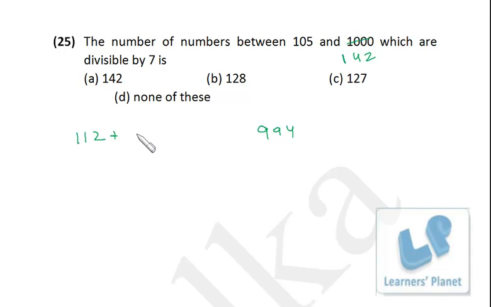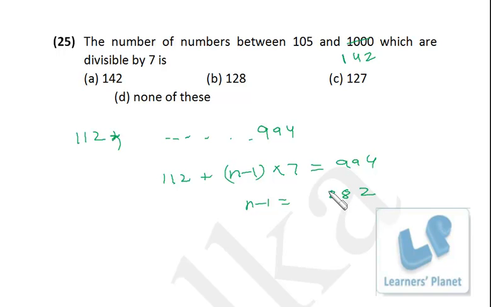Now we have to find out how many numbers are there in this sequence, right? So the first number is 112 plus (n minus 1) into d, where d is 7. The difference between two consecutive multiples of 7 will obviously be 7, and the last term is 994, right? So n minus 1 is equal to (994 minus 112) by 7. Okay, so n is equal to 127.